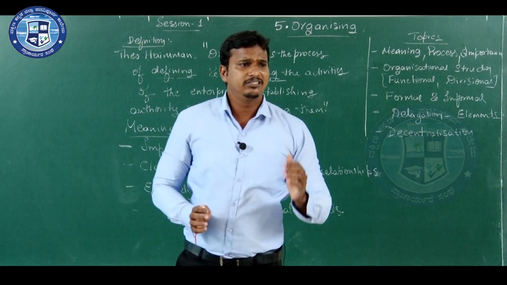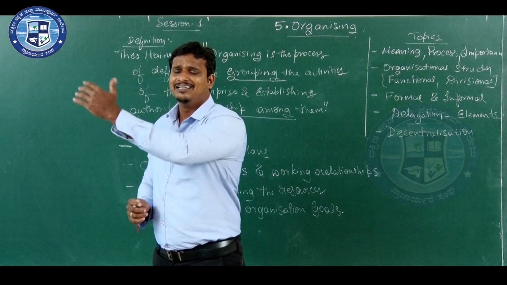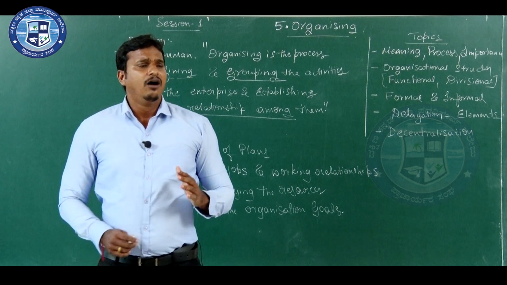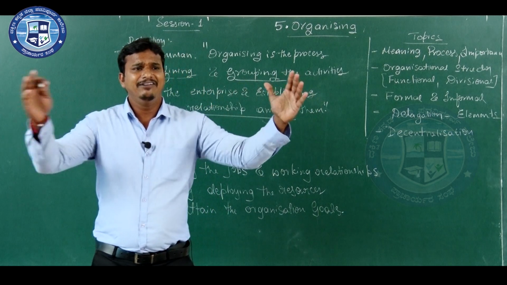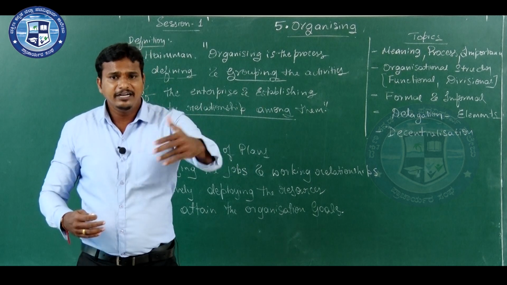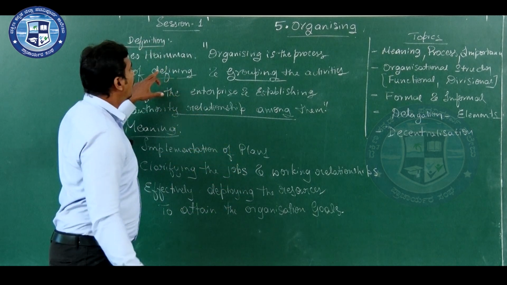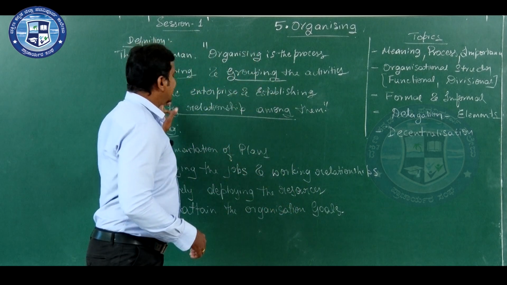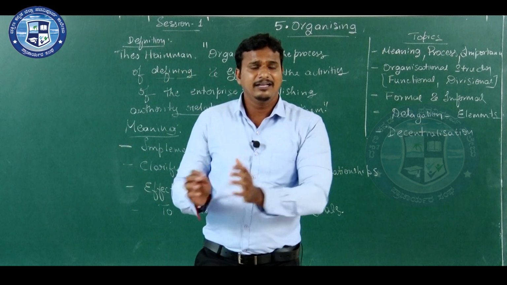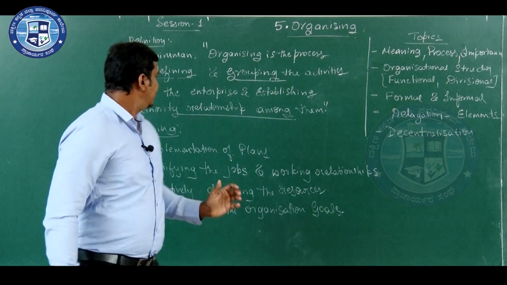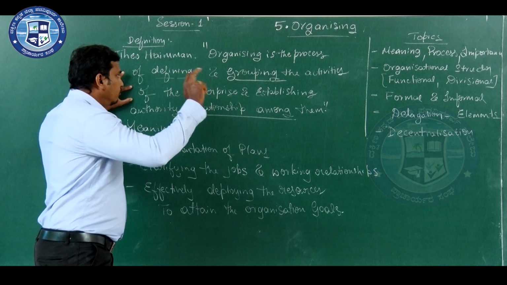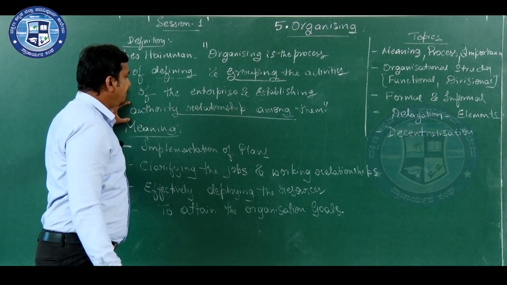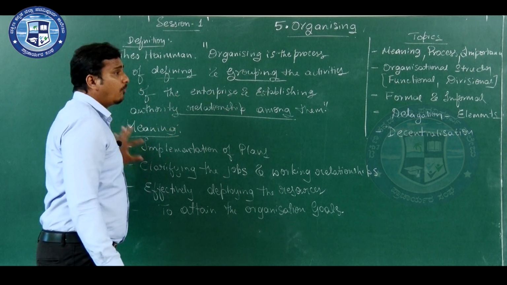Now, as I told you just now, in the college day function there are various events like prize distribution, MC, chief guest speech, all those, there are many events to be done. Now, you have to find out which works are there, define them. Then grouping the activities, you group them, find out which works are there and group them together, and grouping the activities of the enterprise and establishing authority relationship among them.